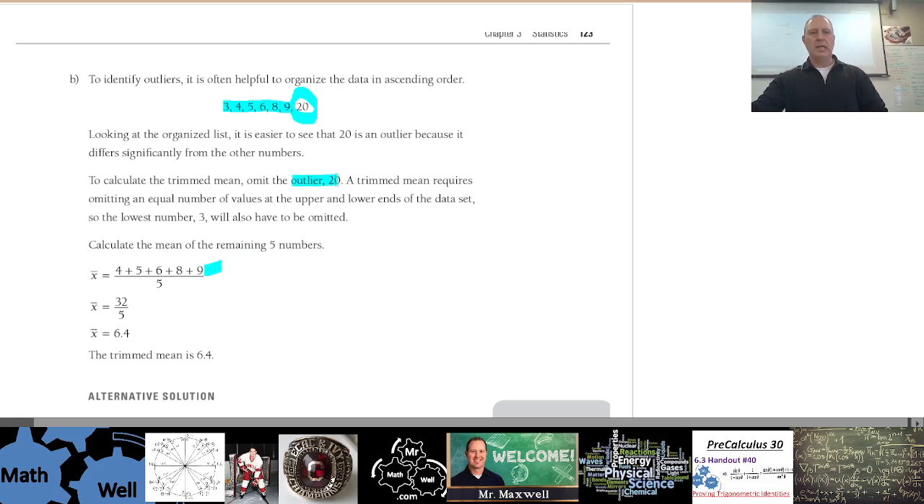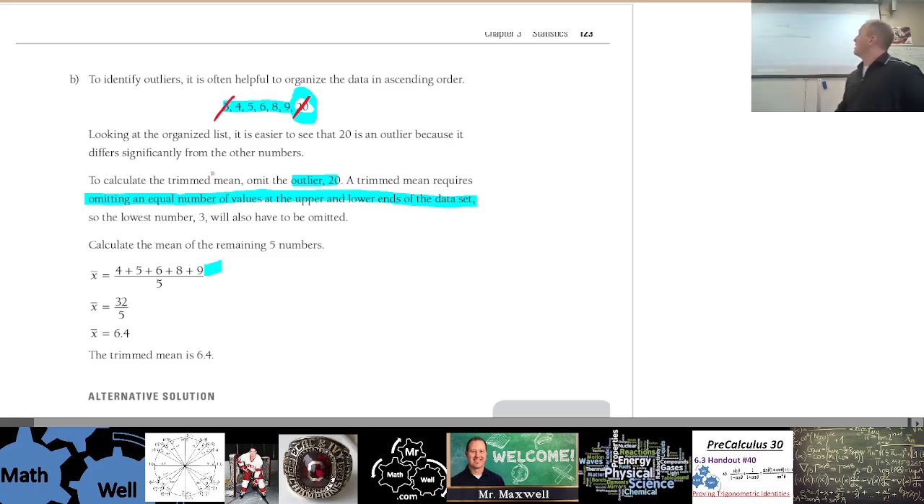Now, if you take off the outlier 20, it does require you to omit an equal number of values on the upper and lower ends of the data set. And I did notice in your last assignment that some of you only took off maybe the one outlier, but if you take off the 20 here, that means you'd have to take off the smallest one too. Can you see that? Oh, that's a little tough to see, eh? But if you take off one, you have to take off one from each end. Okay? If you take off 2 from the top, then you have to take off 2 from the bottom. So it has to be the same number.